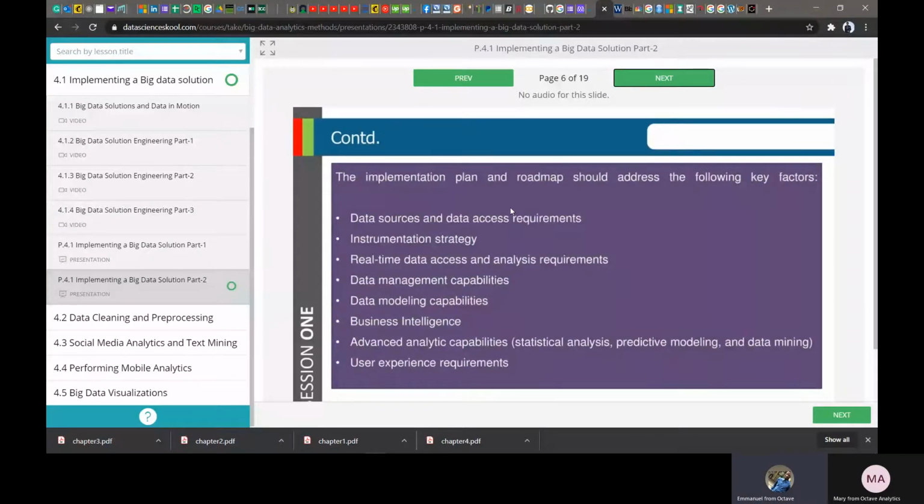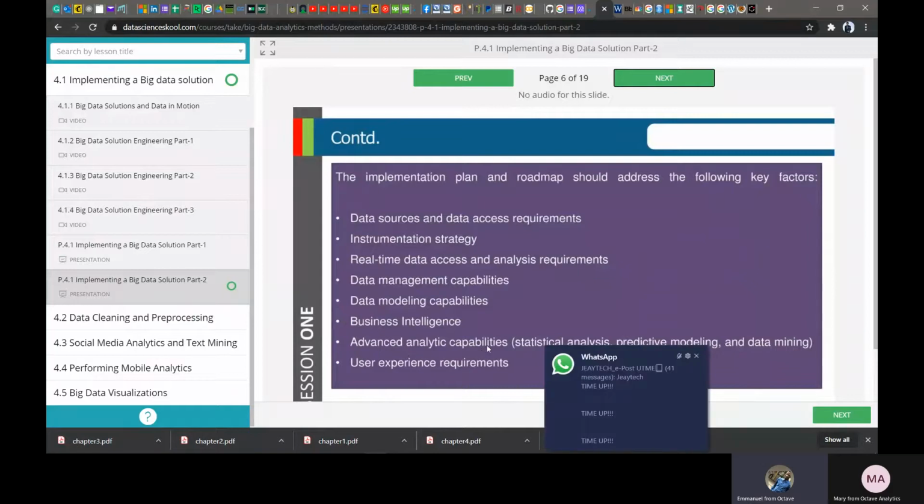The implementation plan and roadmap should address the following key factors: data sources and data requirements, instrumentation strategy, real-time data access, analysis requirements, data management capabilities, data modeling capabilities. What is the business intelligence being drawn from the model? Advanced analytic capabilities, that is, analysis, predictive modeling, and data mining, and also user experience requirements.